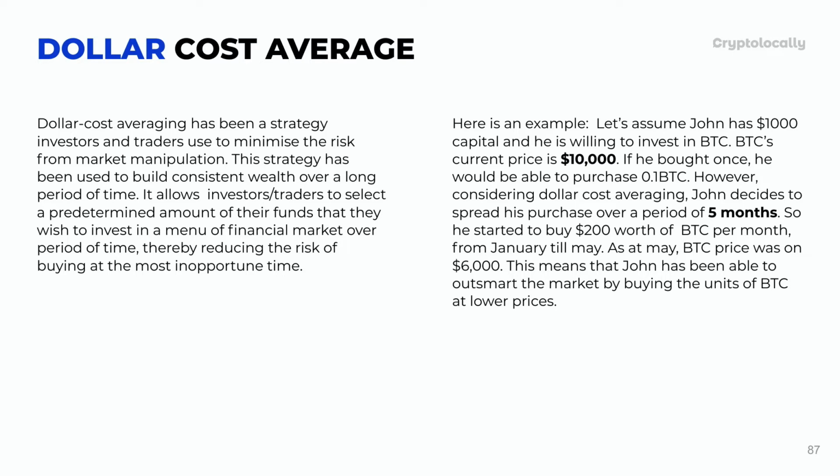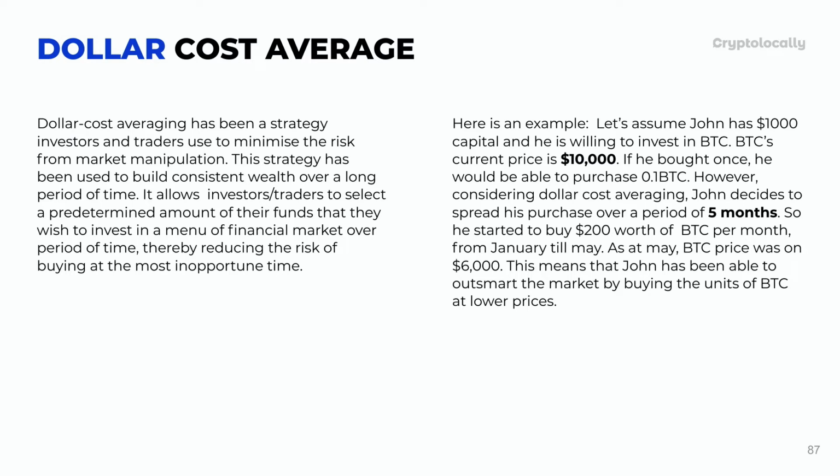But when it comes to dollar cost averaging, this is what John was supposed to do. John was supposed to divide his money or spread his money out over a period of time, let's say 5 months. So let's say he's going to be buying in January, February, March, April, and May.